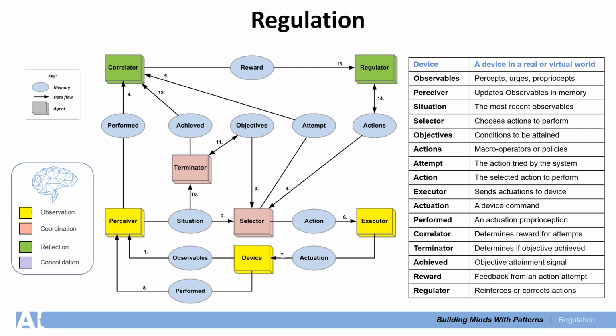Here we have a device situated in a real or virtual world. The device emits percepts, urges, or propriocepts, collectively called observables. The perceiver updates the observables in memory. The perceiver creates a situation, which has the most recent observables. An actions selector chooses actions to perform. Objectives are conditions to be attained. Actions are macro operators or policies. An attempt is the action tried by the system.